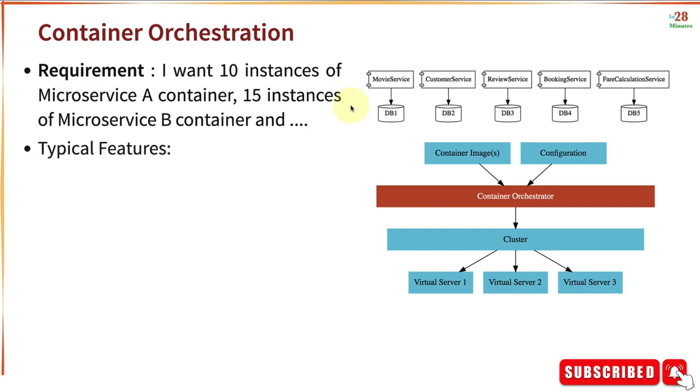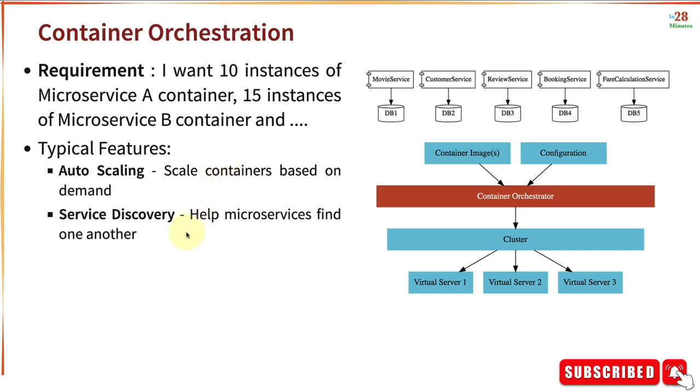Let's look at some of the important features that are typically needed in microservices architectures. Number one is auto scaling. The load on each of these microservices can be different. A review service might have a lot of load, whereas the booking service might have less amount of load. So you'd want to increase the number of containers for a specific microservice or decrease the number of microservices based on the number of requests or based on the number of users. So you'd want to be able to scale up and scale down the containers based on the demand.